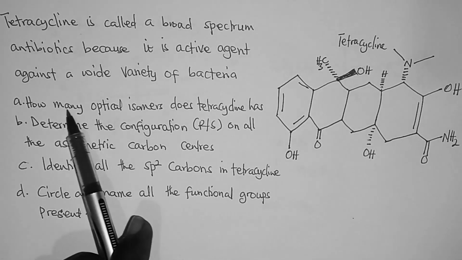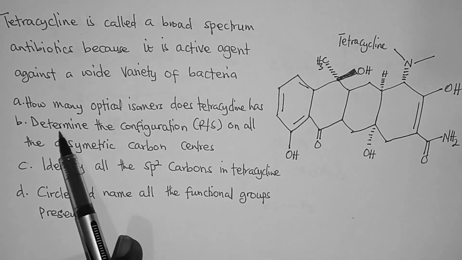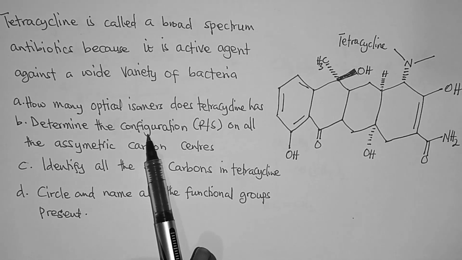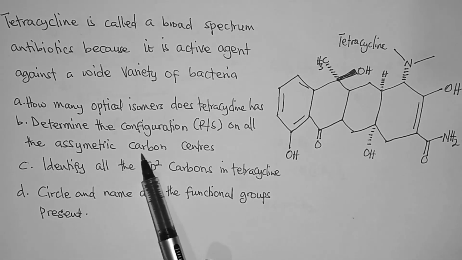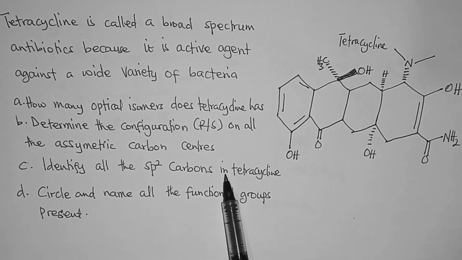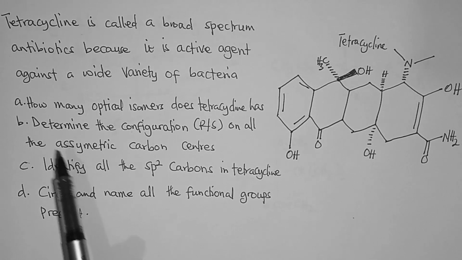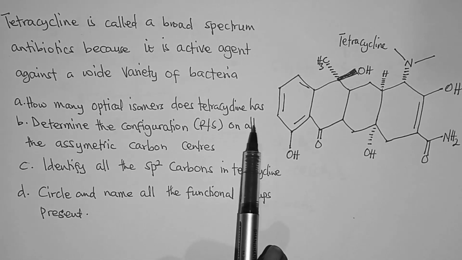Tetracycline is called a broad spectrum antibiotic because it is active against a wide variety of bacteria. How many optical isomers does tetracycline have? Determine the configuration R and S on all asymmetric carbon centers. Identify all the sp2 carbons in tetracycline, and then circle and name all the functional groups present. Let's start from A. How many optical isomers does tetracycline have?